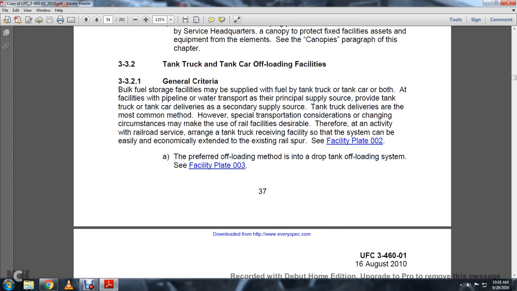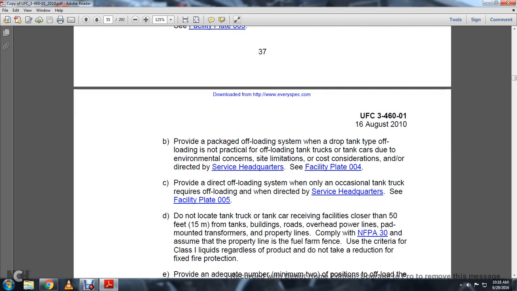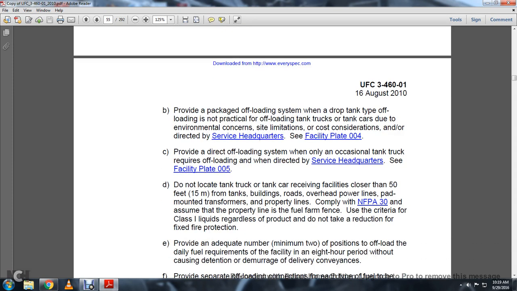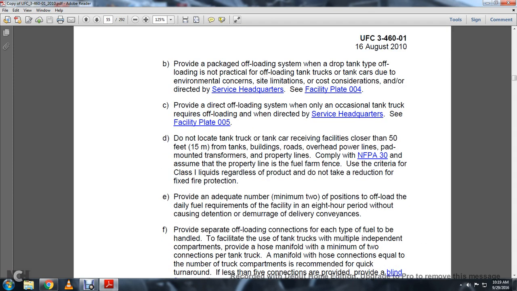See facility plate 02. The preferred offloading method of the drop tank offloading system is shown in facility plate 3. Provide a package offloading system when the drop tank type of offloading is not practicable for offloading trucks and tanker cars due to environmental concerns, site limitations or cost considerations, and or as directed by service headquarters. See facility plate 04. Provide a direct loading system when only an occasional tanker truck requires offloading, when directed by headquarters. See facility plate 05.